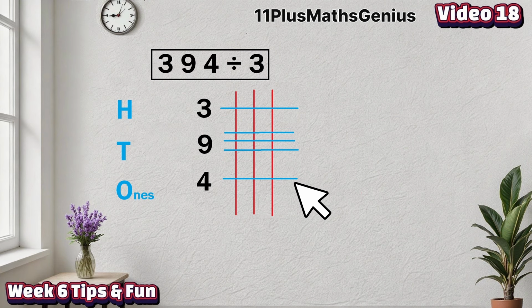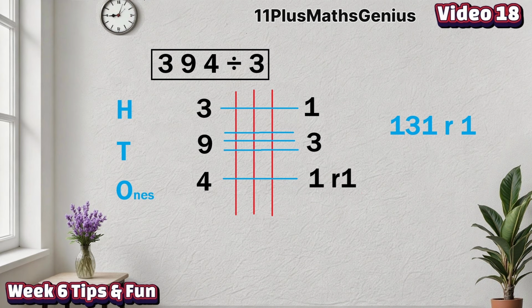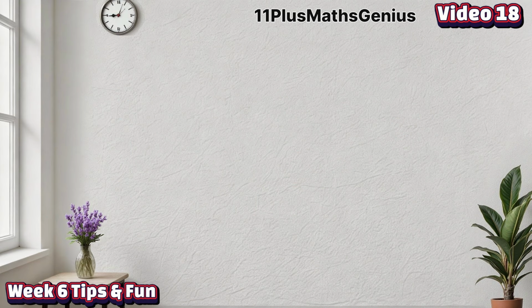Here we draw one line and we get 3 points. However, if we draw 2 lines, we get 6 points, which is more than 4. So we keep one line and 1 is our remainder. Let's see division by a 2-digit number.